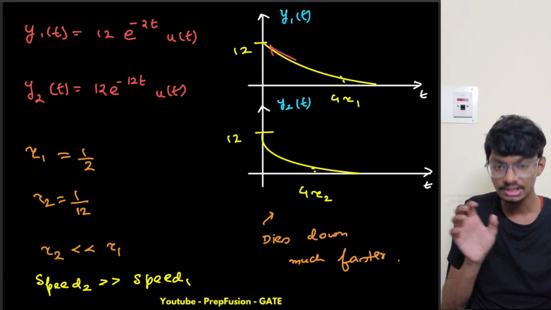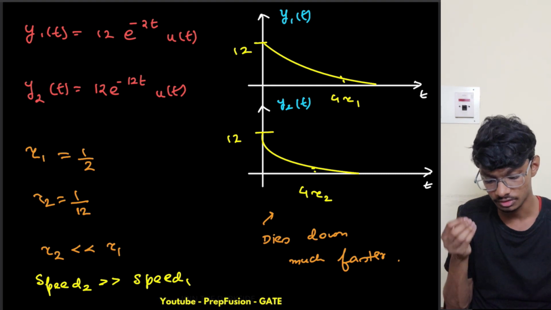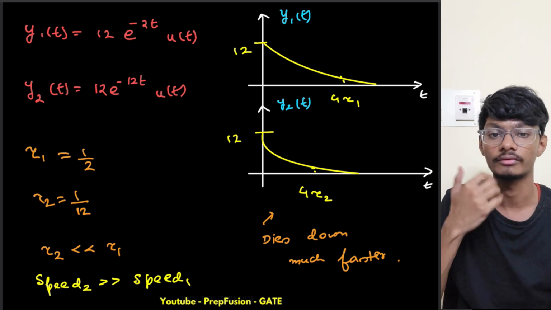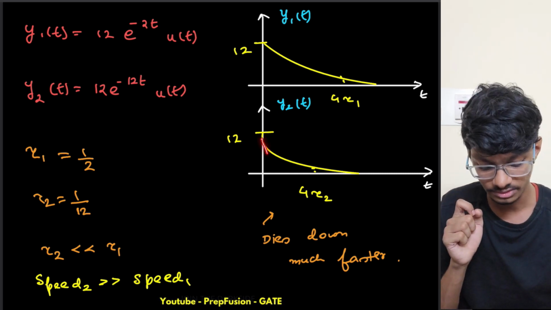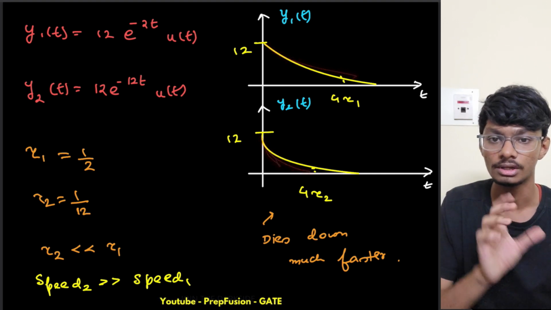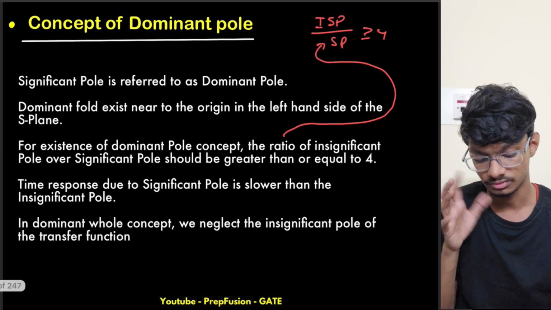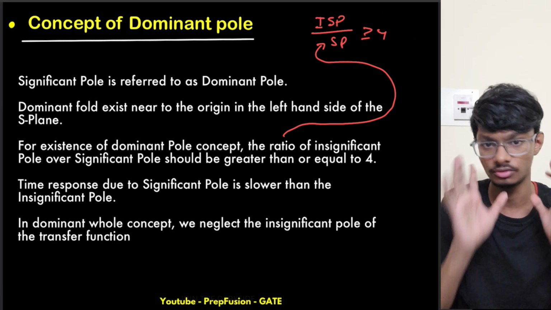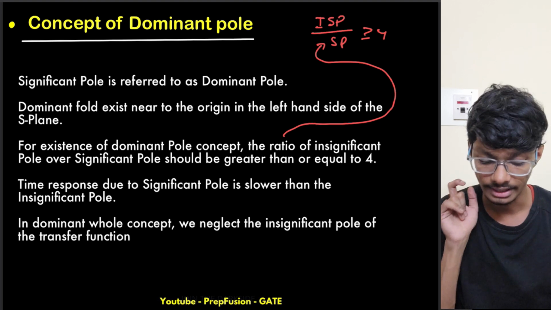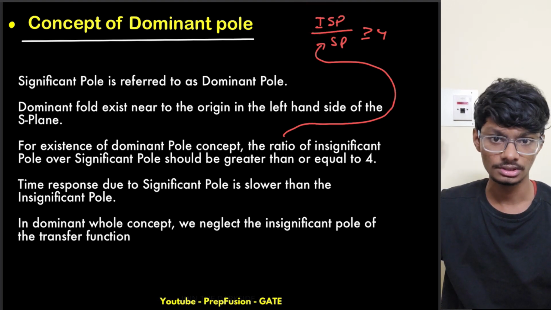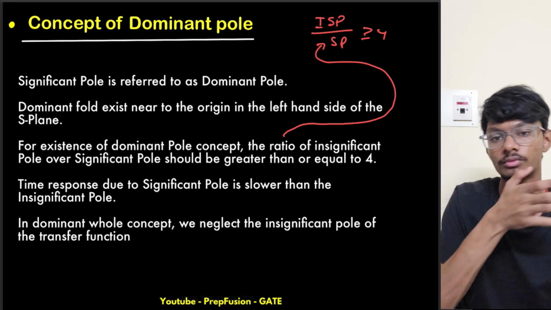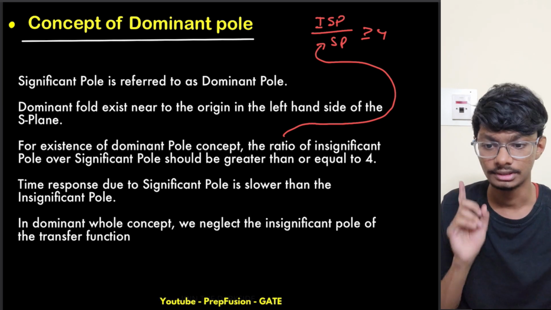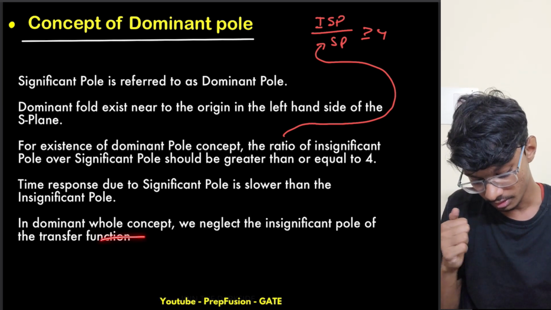If their speeds are much nearer to each other, if they are much closer to each other, then obviously we can't ignore the response of one of the signals. Then we have to consider both of the signals. But if one speed is very high and the other speed is slow, then obviously we can ignore one of the speeds. You don't need to worry how this 4 came, just remember that the ratio of the insignificant pole, further away from the origin, and the significant pole, more towards the origin, should be at least 4. This is one thing to remember in the dominant pole concept.